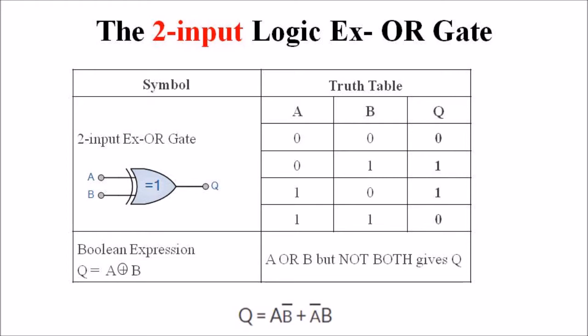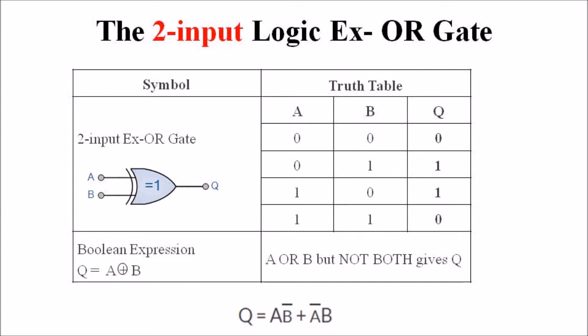The truth table, the logic symbol, and the implementation of the exclusive OR gate are shown here. In this figure we can see the two inputs, A and B, and the Boolean expression Q is equal to A XOR B, which is read as A or B, but not both, gives Q. According to the truth table, 0 XOR 0 gives 0, 0 XOR 1 gives 1, 1 XOR 0 gives 1, and 1 XOR 1 gives 0.